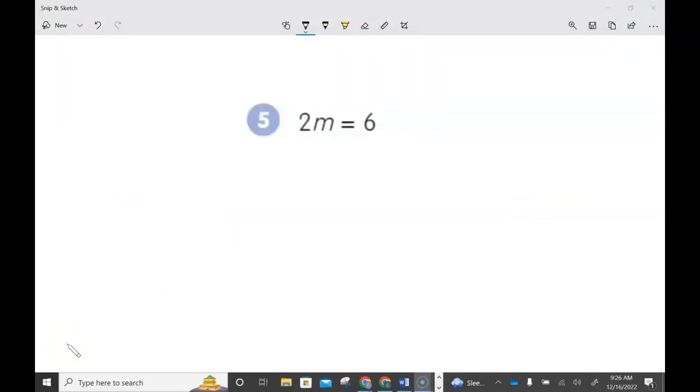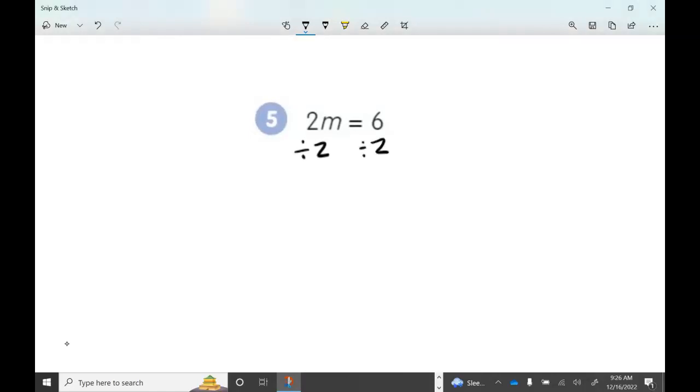So now let's take a look at number 5 on the same page. We have 2m equals 6. Remember, whenever a number is right next to a variable, that means it's multiplication. So what we're going to do is use the inverse operation of multiplication, which is division. So we're going to divide both sides of the equation. We're going to divide by 2 on the left side, and divide by 2 on the right side.